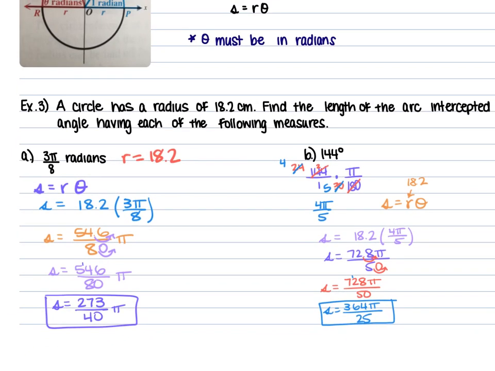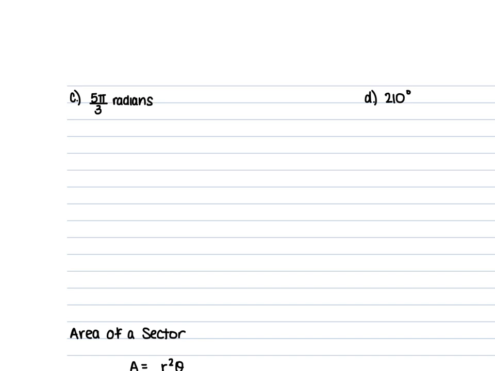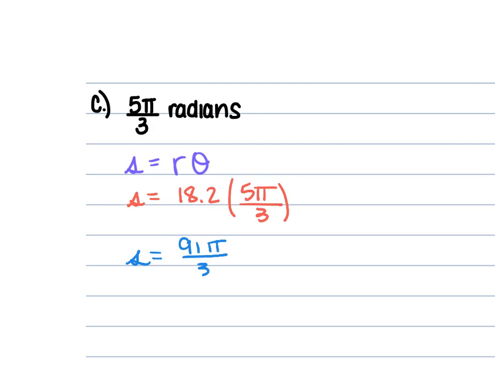That our radius was 18.2. For our next example, we have that theta is 5 pi over 3 radians. Because our theta is already in radians, we don't have to change anything with it. We can just use our formula. S is equal to our radius times theta. And we said before, this is going to give us S is equal to 18.2 times 5 pi over 3. If we simplify this, 18.2 times 5 gives us 91 pi over 3. 3 and 91 do not simplify, so it's just 91 pi over 3.